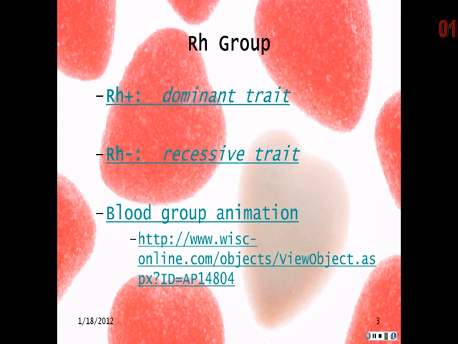The Rh group is another marker identified in the rhesus monkey. The trait is dominant in its expression, so if one parent is positive for the gene and one is negative, the baby will be positive. This is not a problem unless the mother is negative and the father is positive.